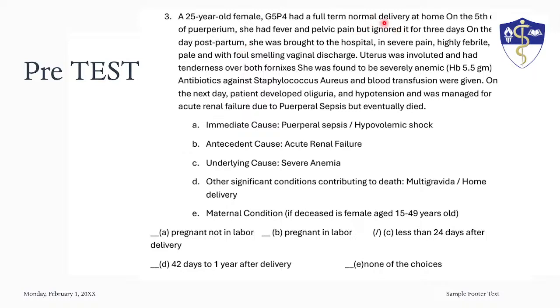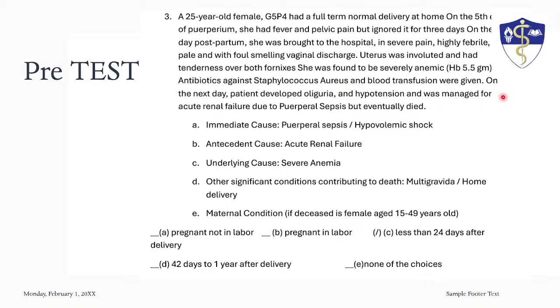Possibly. Okay, this is a normal delivery at home. So it may signify, it can even signify other peripheral infection. We're going to go with this one later. Uterus was involuted and had tenderness over both fornices. So right and left lower quadrant probably was very painful and tender with guarding. She was found to be severely anemic, losing blood.